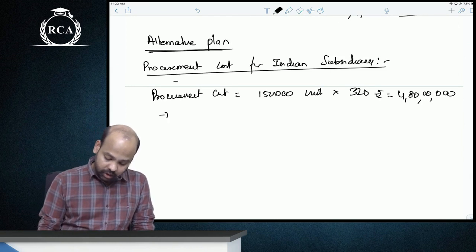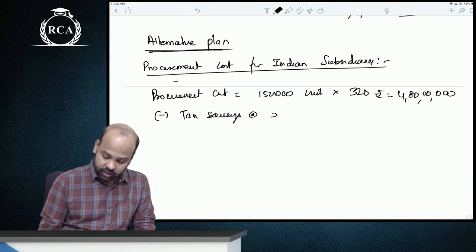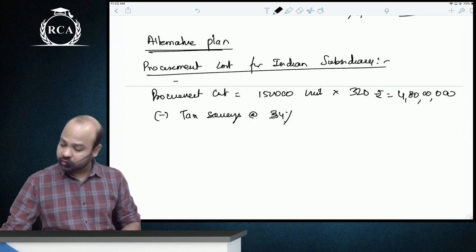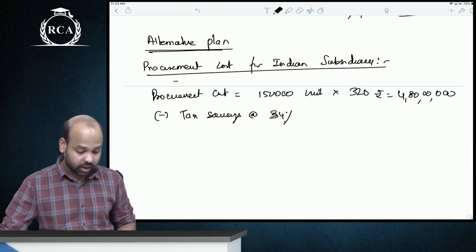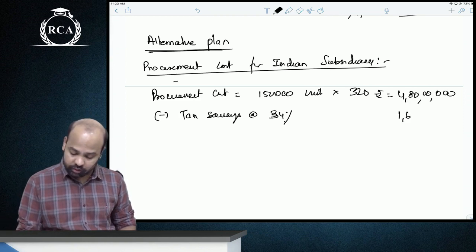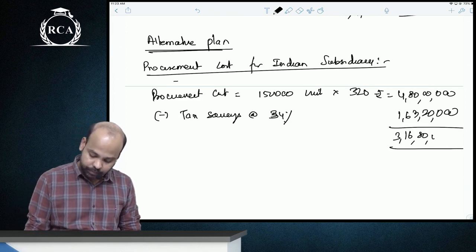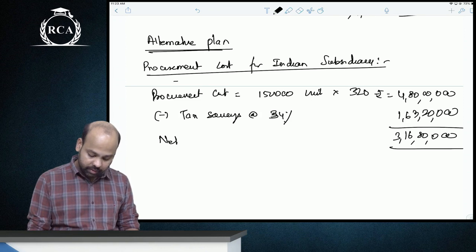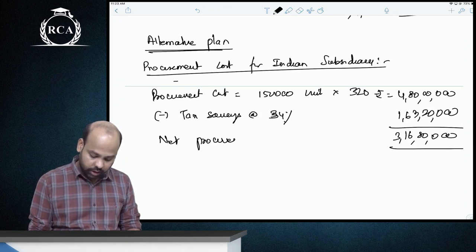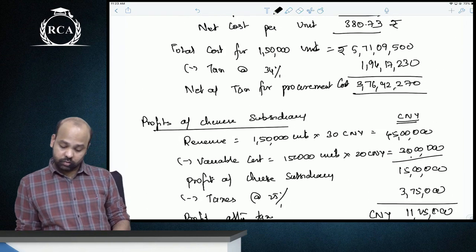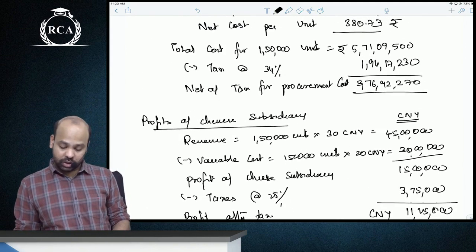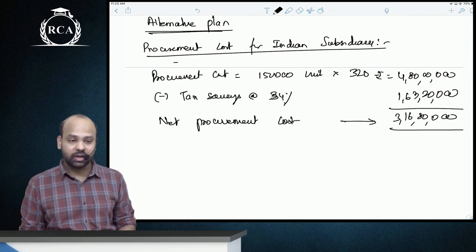So procurement cost, less tax savings. Tax savings at the rate of 34%. A very simple calculation here. Into 34%, correct? Yes, sir. So that is 1 crore 63 lakhs 20,000. My net procurement cost is 3 crore 16 lakhs 80,000. Undoubtedly, the Indian subsidiary is going to save a lot. The net procurement cost earlier was 3 crore 76 lakhs 92,270. Here it is 3 crore 16 lakhs 80,000.